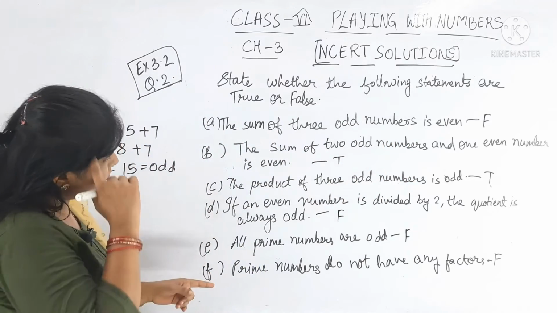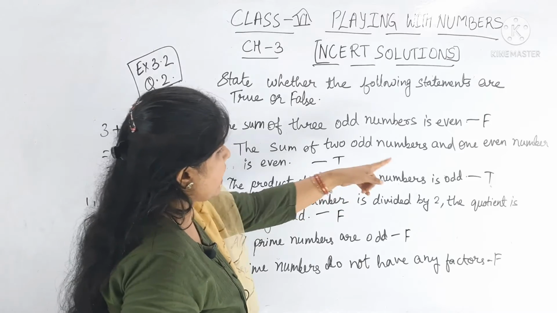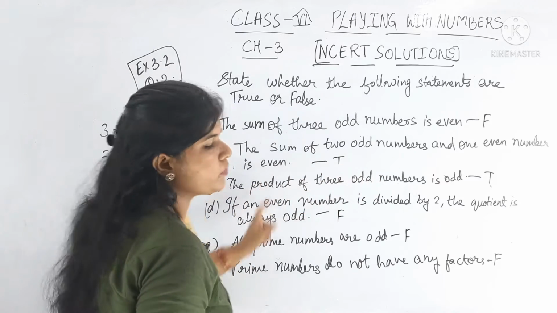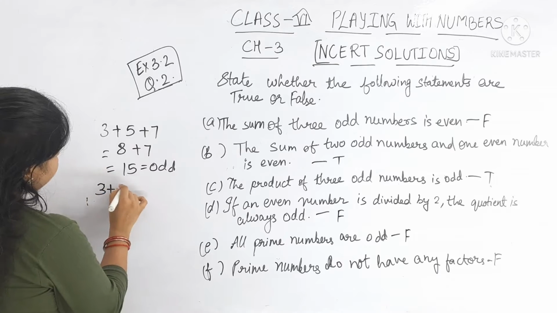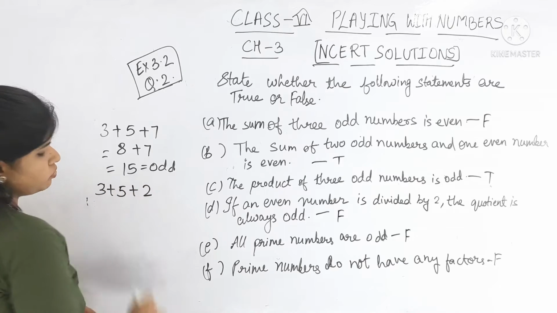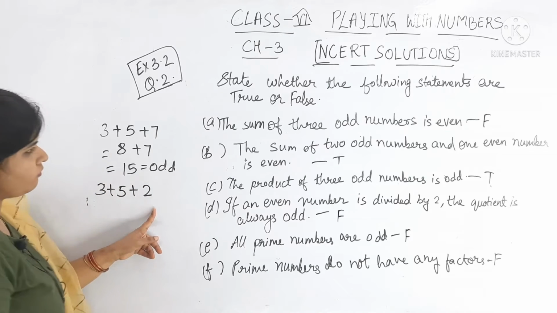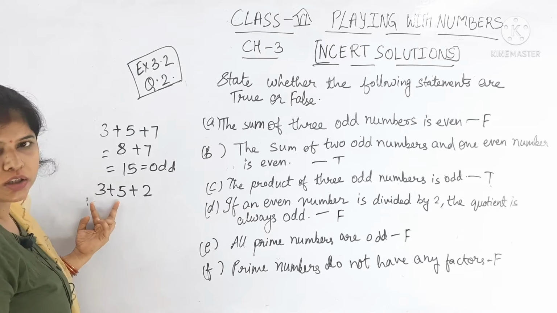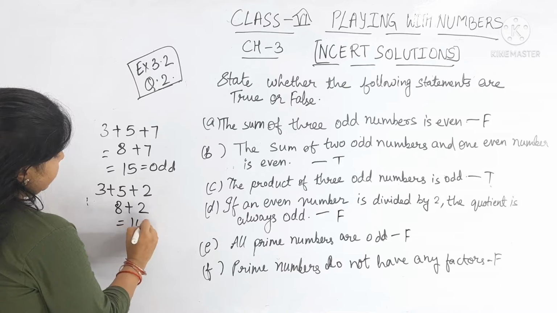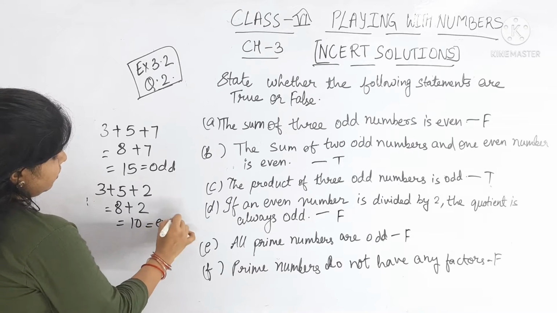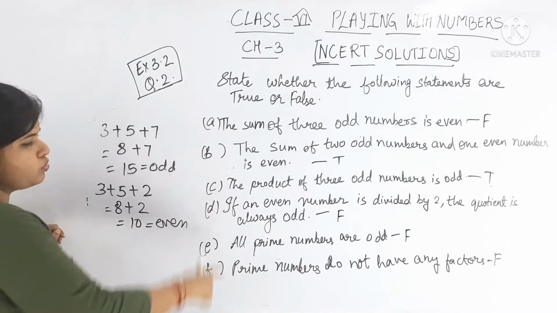Okay, part B: the sum of two odd numbers and one even number is even. Let's take here 3 plus 5 plus 2. Okay, 2 is an even number, so one even number and two odd numbers. So 5 plus 3 is 8, 8 plus 2 is 10. So I am getting an even number here. So this statement is true.